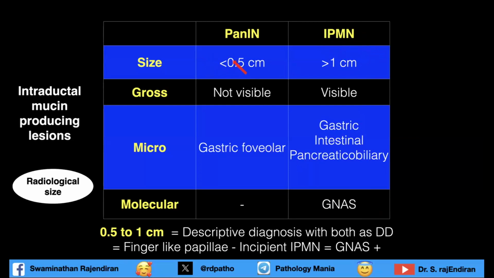And here you can see less than 0.5 and 1 centimeter. So what will happen if the lesion is between 0.5 to 1 centimeter? Give a descriptive diagnosis with both as differential diagnosis. But when you see finger-like papillae, then it is incipient IPMN. Go for GNAS. When GNAS is positive, that confirms the diagnosis of IPMN.